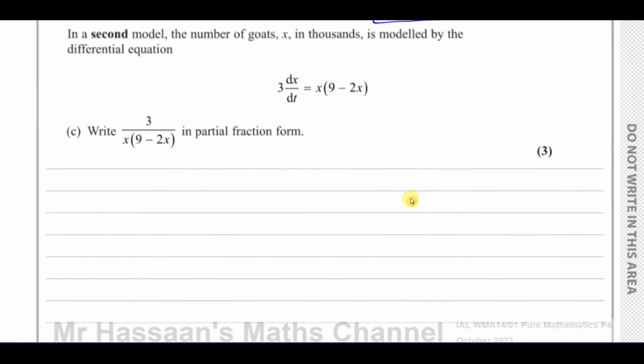Now for the next question, it says in the second model, the number of goats x in thousands is modeled by the differential equation 3 times dx dt equals x times 9 minus 2x. The first part of the question is asking us to rewrite this in partial fraction form. That's got nothing really to do with the question right now, but we'll see how it will link to the question in a minute.